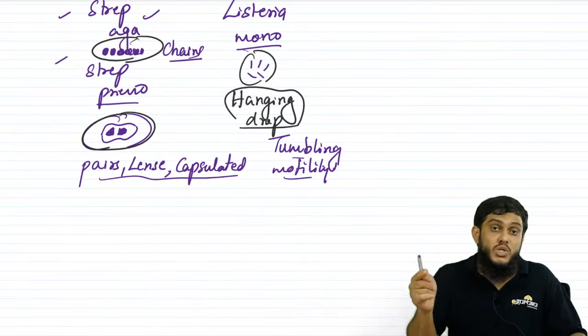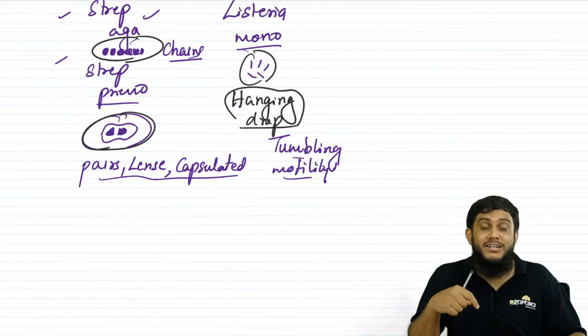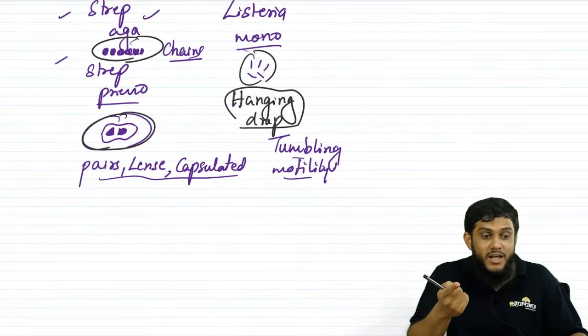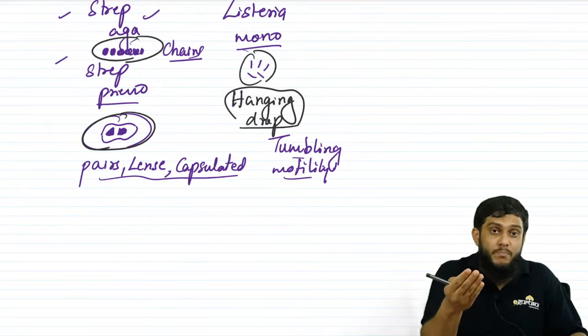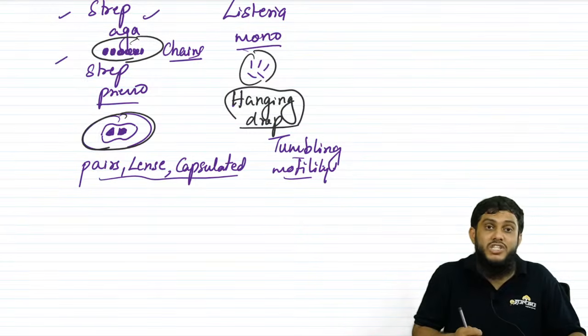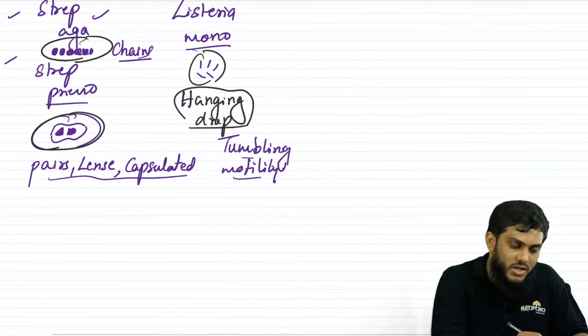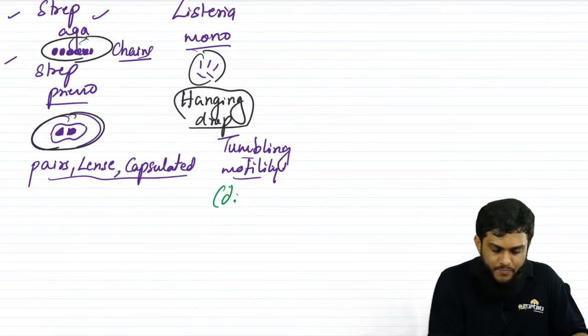Whereas Listeria is non-motile at body temperature, that is at 37 degrees Celsius. It is non-motile. So this type of motility, motile at one temperature and non-motile at another temperature, is known as differential motility. Again, that we should not forget regarding Listeria. So Listeria shows differential motility.